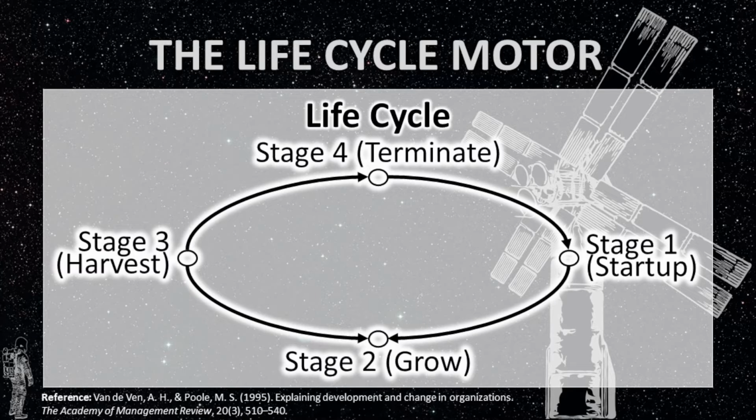You probably remember from our first episode of OT in Space that the life cycle motor posits that an organization is born, grows, matures, then dies. This model is actually very good with highly regulated and controlled markets, like the introduction of a new drug product.